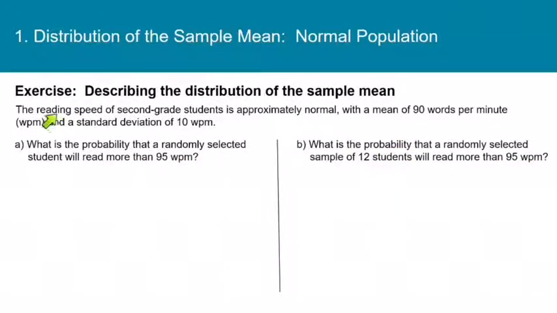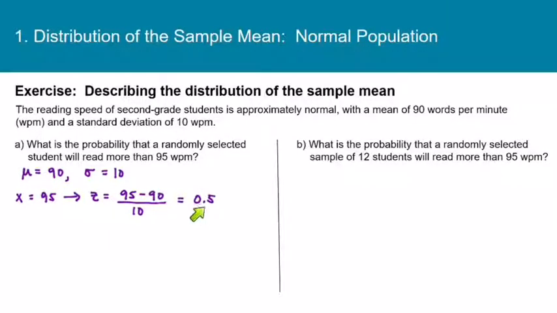Now here is an exercise from the homework. This says the reading speed of second grade students is approximately normal with a mean of 90 words per minute and a standard deviation of 10 words per minute. What is the probability that a randomly selected student will read more than 95 words per minute? Well, this is the kind of question they were asking us back in section 7.2. So to find this probability, all we would do is say that mu is 90 and sigma is 10, and we would then calculate a z-score. We would say that for x equals 95, z equals 95 minus 90 all over 10, and that's going to be 5 over 10 or 0.5.